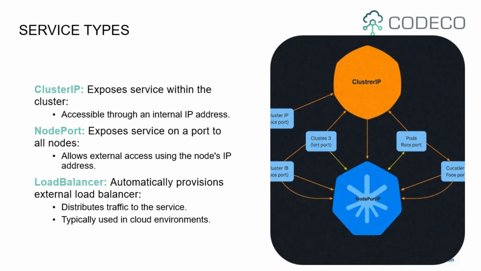NodePort exposes the service on a port across all nodes in the cluster. It allows external access to the service using the node's IP address. LoadBalancer automatically provisions an external load balancer to distribute traffic to the service. It is typically used in cloud environments.